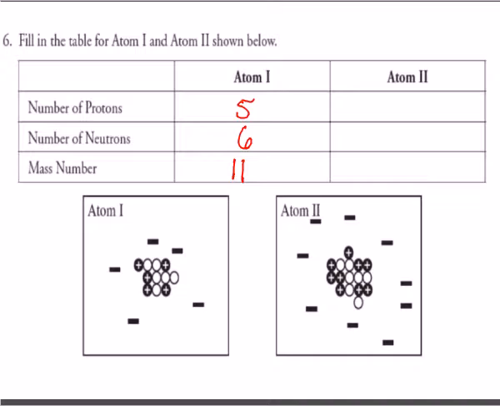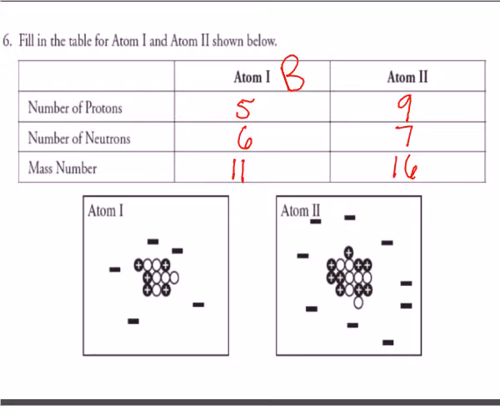What's that? 9. How many neutrons? What's our mass number going to be? 16. So who can tell me what element is atom number 1? Abby? Boron. How'd you figure out that it's boron?